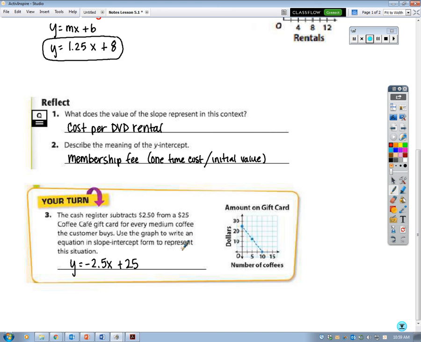Okay, so slope-intercept form is our y equals mx plus b, where m is our slope and b is our y-intercept. So slope is our rate of change, y-intercept is our initial value. So we're going to look at this graph, and we're going to find our slope, which is our rate of change. So we're going to pick 2 points. I'm going to pick these points right here because those are really clear, easy points to see.